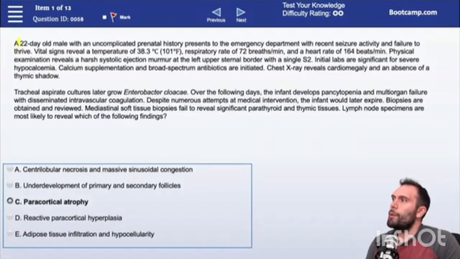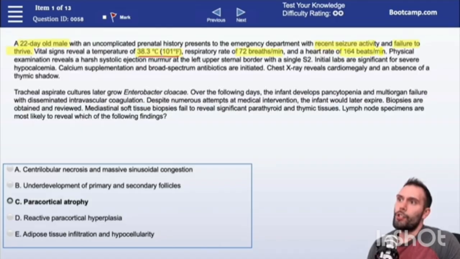All right, so here we have a 22-day-old male with an uncomplicated prenatal history who's presenting to the emergency department with recent seizure activity and failure to thrive, okay? Vital signs reveal a temperature of 38.3 degrees Celsius or 101 degrees Fahrenheit. So this child has a fever evidently here. Respiratory rate is 72 breaths per minute and heart rate is 164 beats per minute.